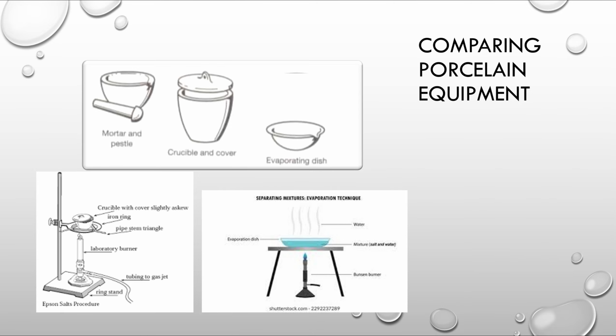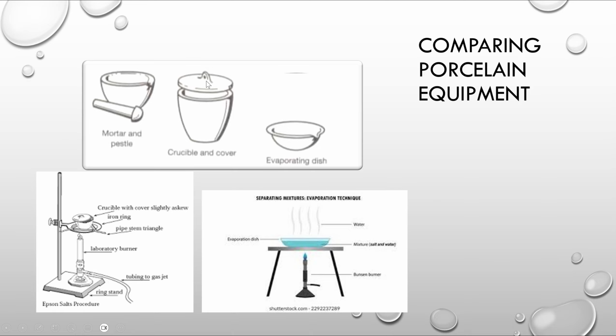I have three porcelain equipment that I need to know. First, the mortar and pestle, and we use these in order to crush. This is the mortar. Excuse me, this is the pestle, which is the handle. And then we put the solid inside of the mortar. We use the pestle to crush the solid and increase its surface area. Like I have a lump, I crush it using mortar and pestle to form a powder.